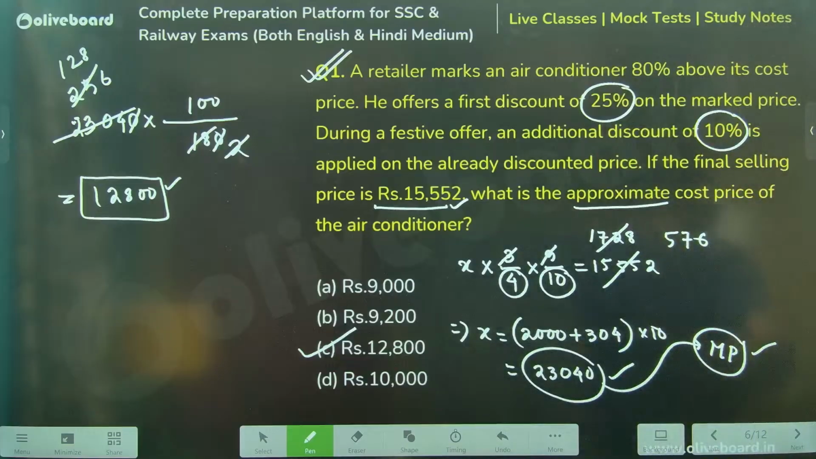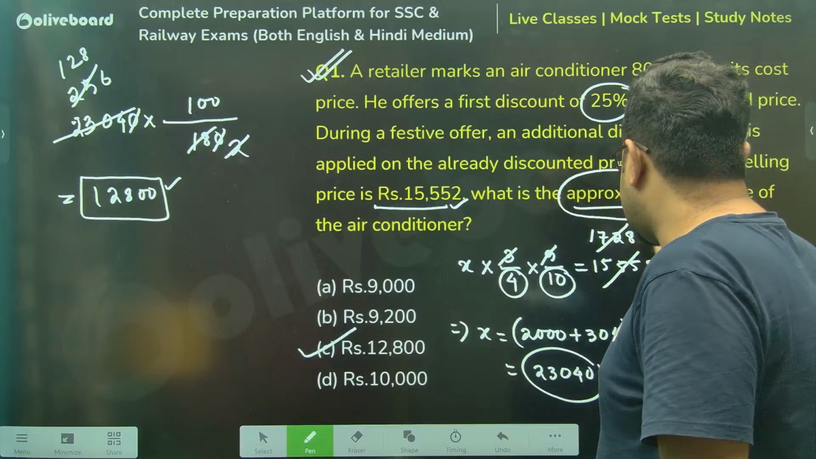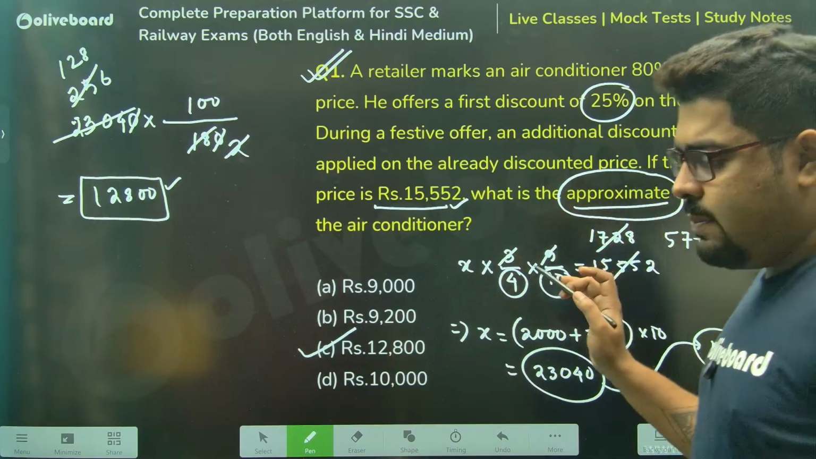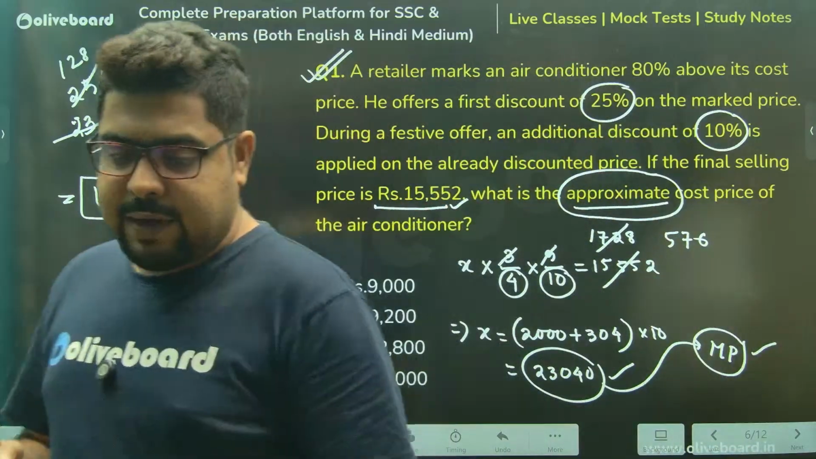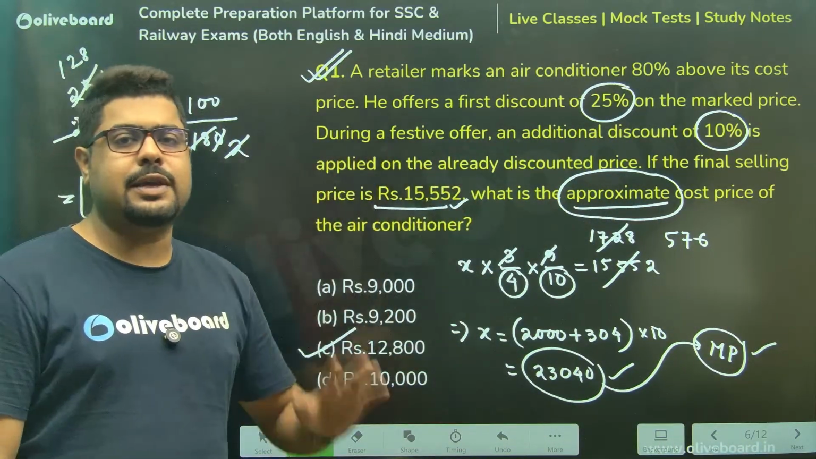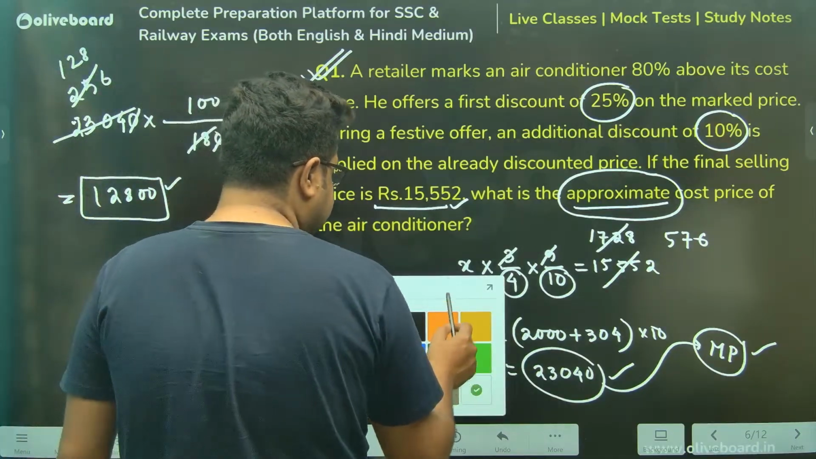But again, having said that, please understand that this approximate word was given to us just to confuse. It's not difficult. When will it become difficult? If this is not divisible, the calculations are going to give me trouble. In that case, what to do? That will be the second method for this question.